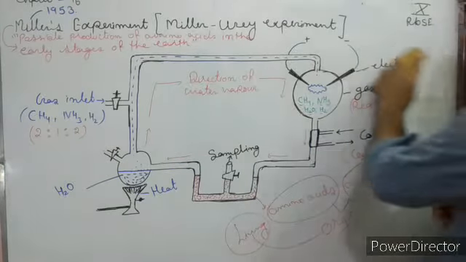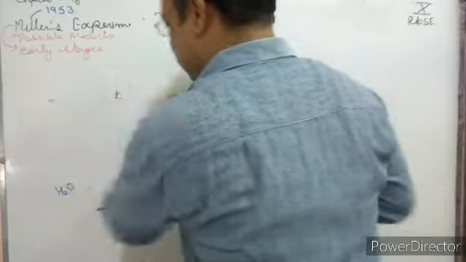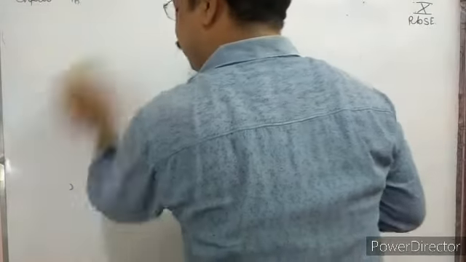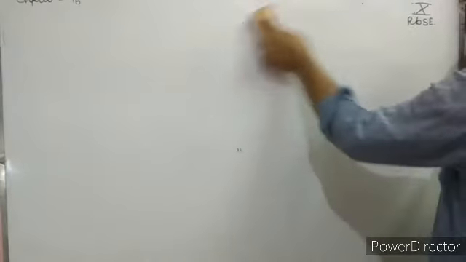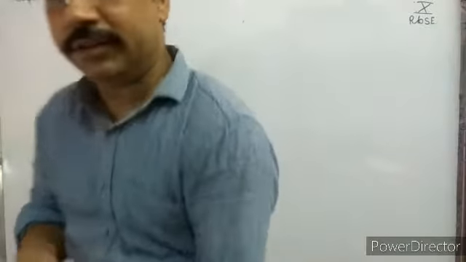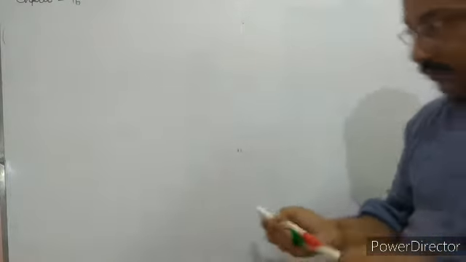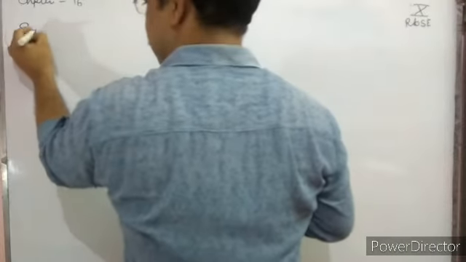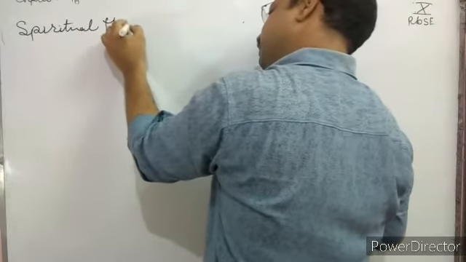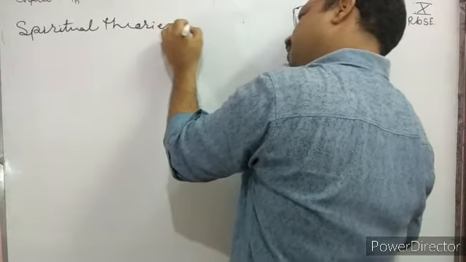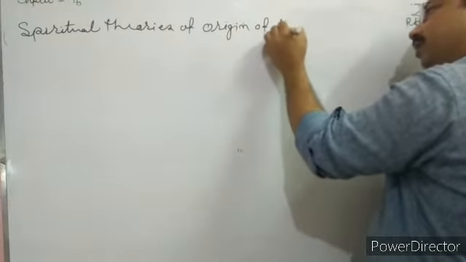Okay? Now, let me move to the next topic, that is spiritual theories of origin of life. Here the name is spiritual, that means not God or something like that. Spiritual theory is particularly related to the cosmozoic theory. Here mainly we discuss the cosmozoic theory. Okay, so the next topic is spiritual theories of origin of life on Earth.